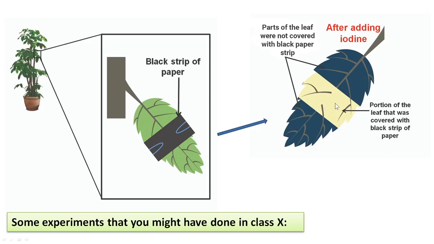So there is no starch in the covered region. It shows that sunlight is necessary for photosynthesis to occur.